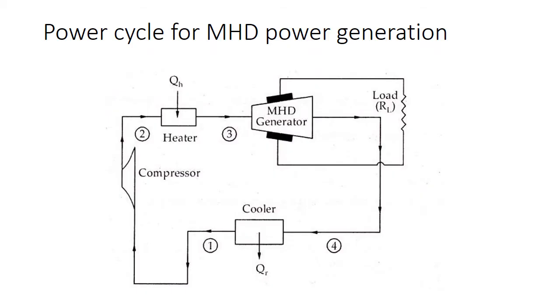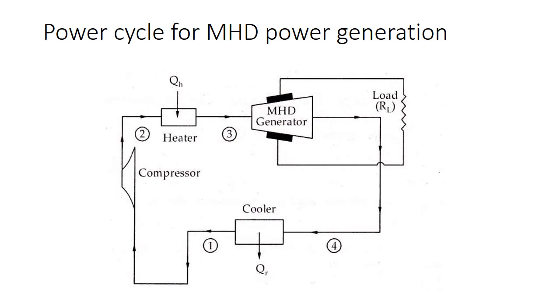This is the power cycle for MHD power generation. Actually, here we can see there is a combustion chamber and a generator chamber. So these two chambers are connected. The hot gases will be passed through the combustion chamber, and through a nozzle it gets compressed. And also these hot gases are treated with an alkali metal like cesium or potassium.